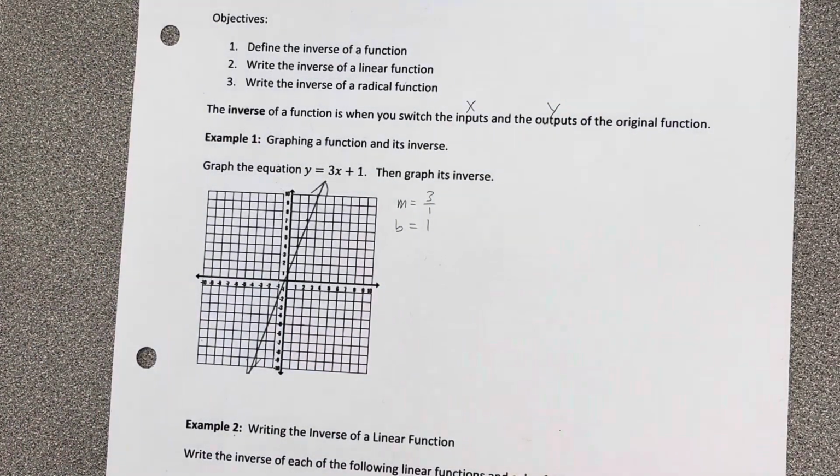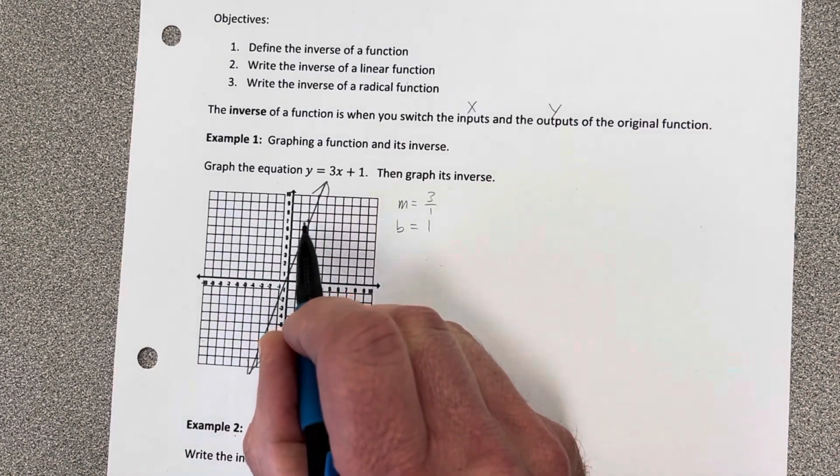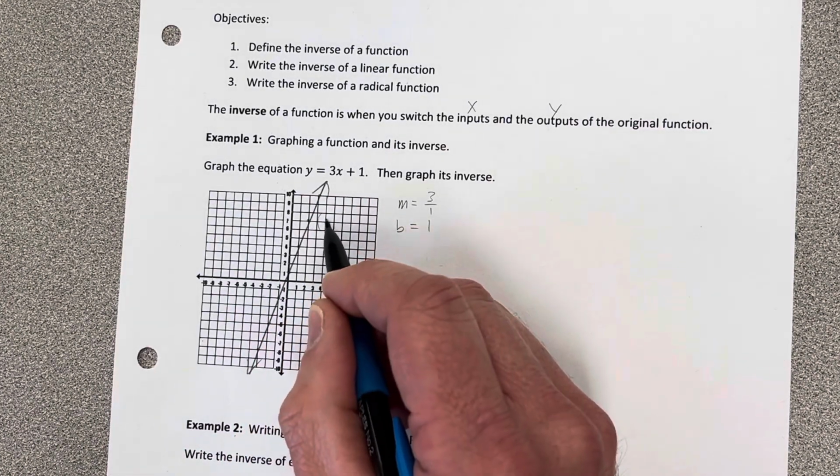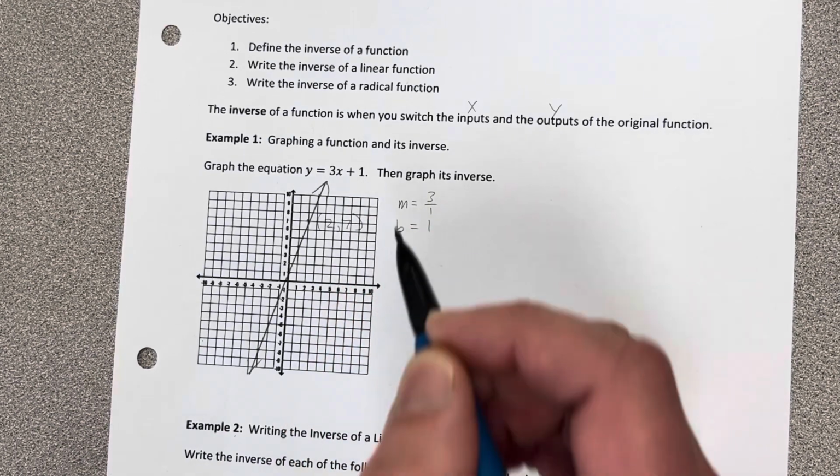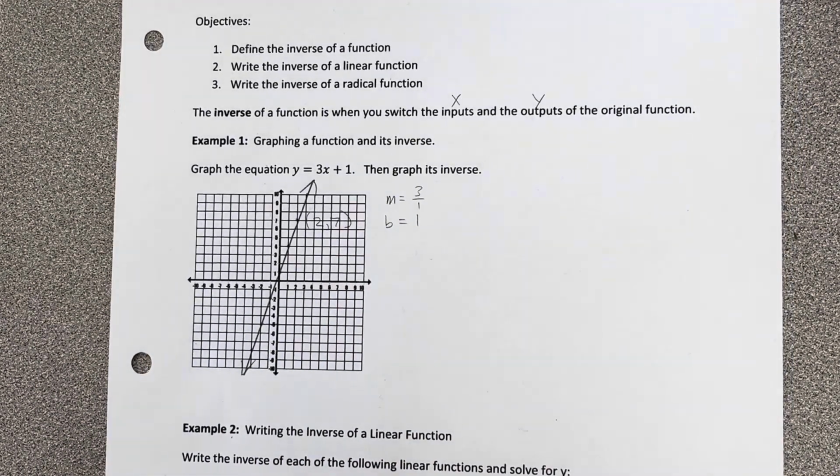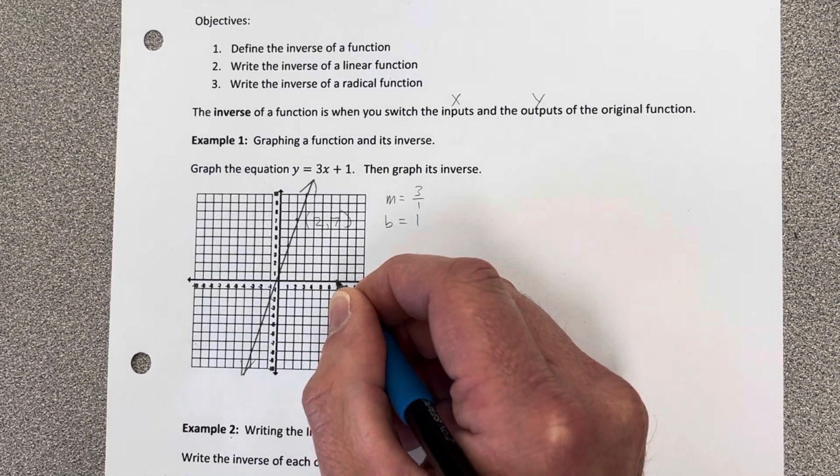Now they want us to graph its inverse. Well, there's two ways to go about that. One way is to swap x and y, and then we'll get y by itself. We'll rewrite it in slope-intercept form. Another way to do it is to look at coordinates on the line and swap x and y for each coordinate. For example, this point right here is at 2, 7. That means the inverse graph is going to be at 7, 2.